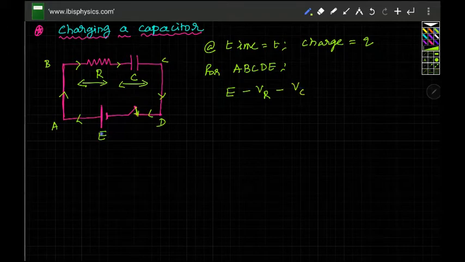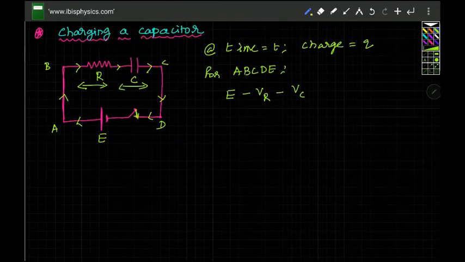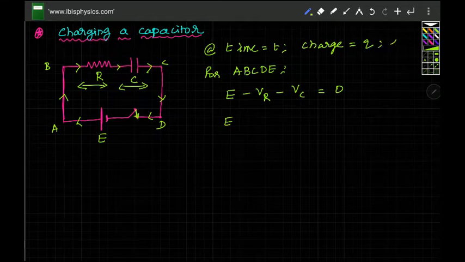The source of EMF causes an increase in potential, while these two cause a decrease in potential, because they are in the direction of the current. So the net potential difference for the loop is equal to 0. This is the applied EMF. At that time t, the charge on the capacitor is q, and the current in the circuit, let us assume, is I. Then the voltage drop across the resistance is I times R, and we know that q is equal to CV, so V is equal to q by C.